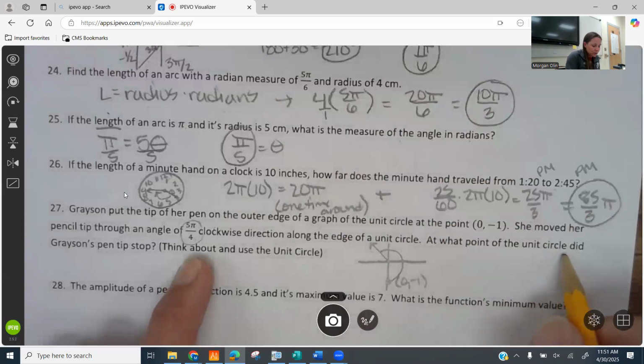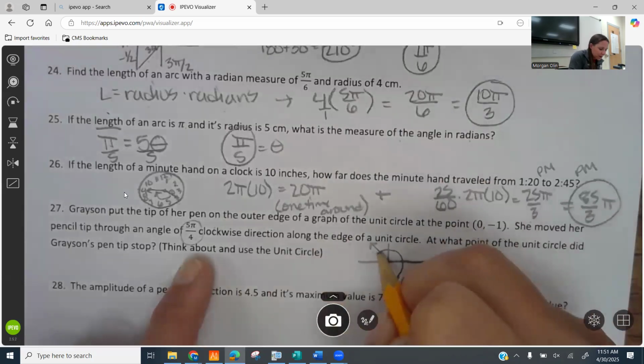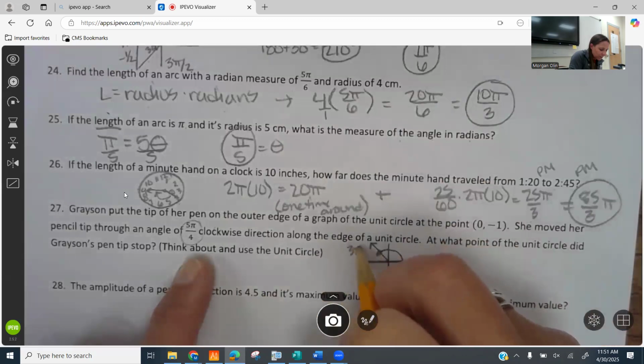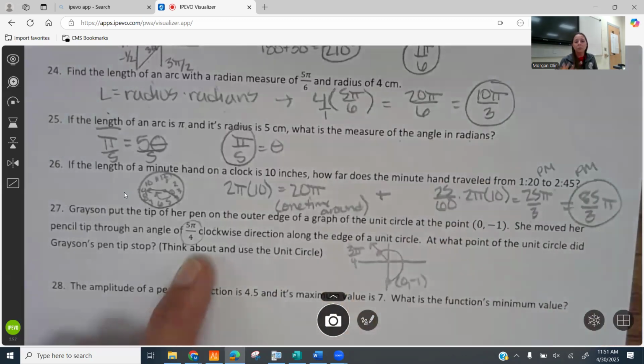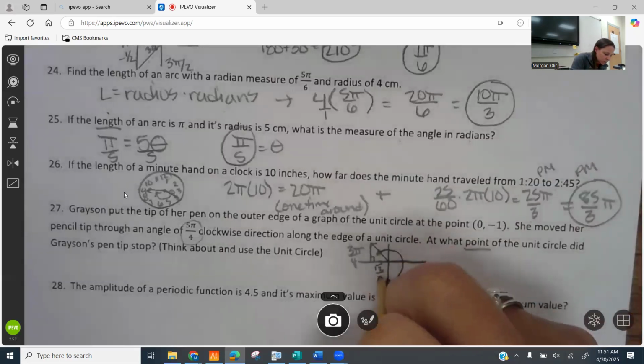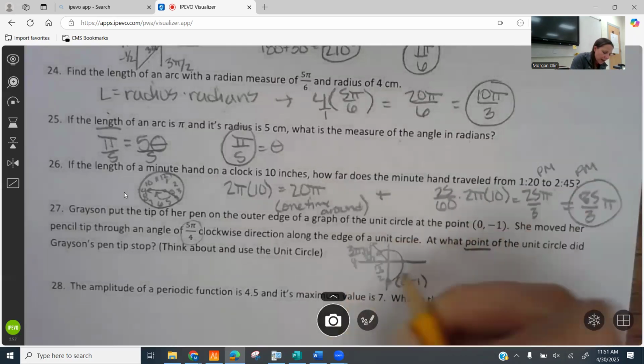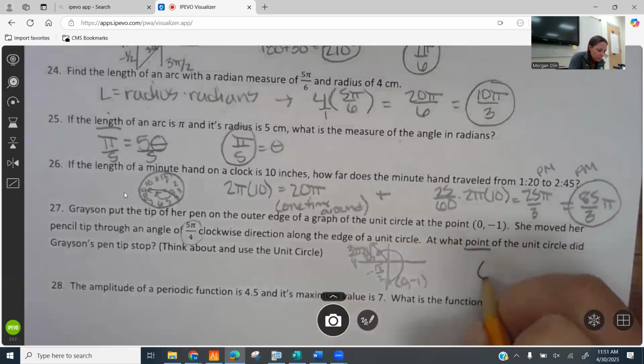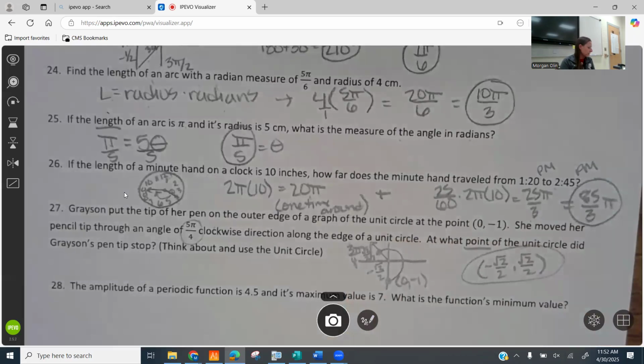Okay. At what point on the unit circle did Grayson's pen stop? All right. This is at 3 pi over 4. Now, if it said the radian measure, we would end at 3 pi over 4. But the key is it says point. Well, anytime you have a triangle that has in the radian measures divided by 4, that's that 45, 45, 90 triangle where it's square root of 2 over 2, square root of 2 over 2, but realize the x is negative here. So the point is negative square root of 2 over 2, square root of 2 over 2.